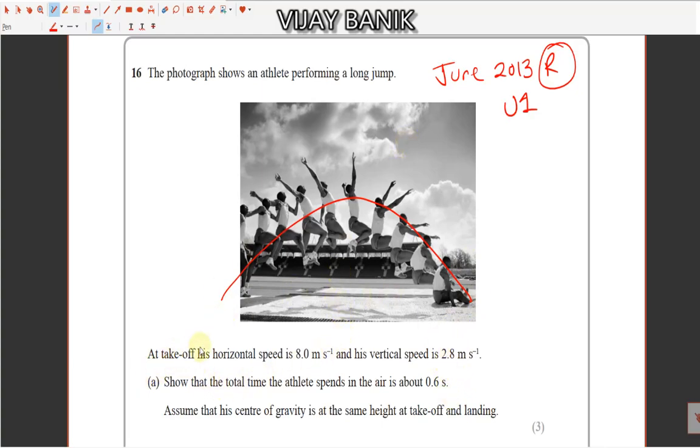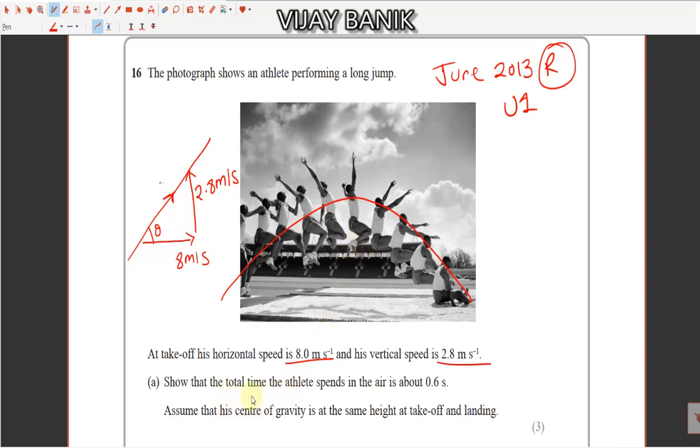Now they said that at takeoff the horizontal speed is 8 meters per second and the vertical speed is 2.8 meters per second. So this is how the projectile will be going. This is the takeoff. If we do Pythagoras theorem, we will get the actual velocity at which the person took off. All horizontal and vertical velocities have been given to us. Usually the angle is given and we have to do sin theta and cos theta. In this case, that's not the case.